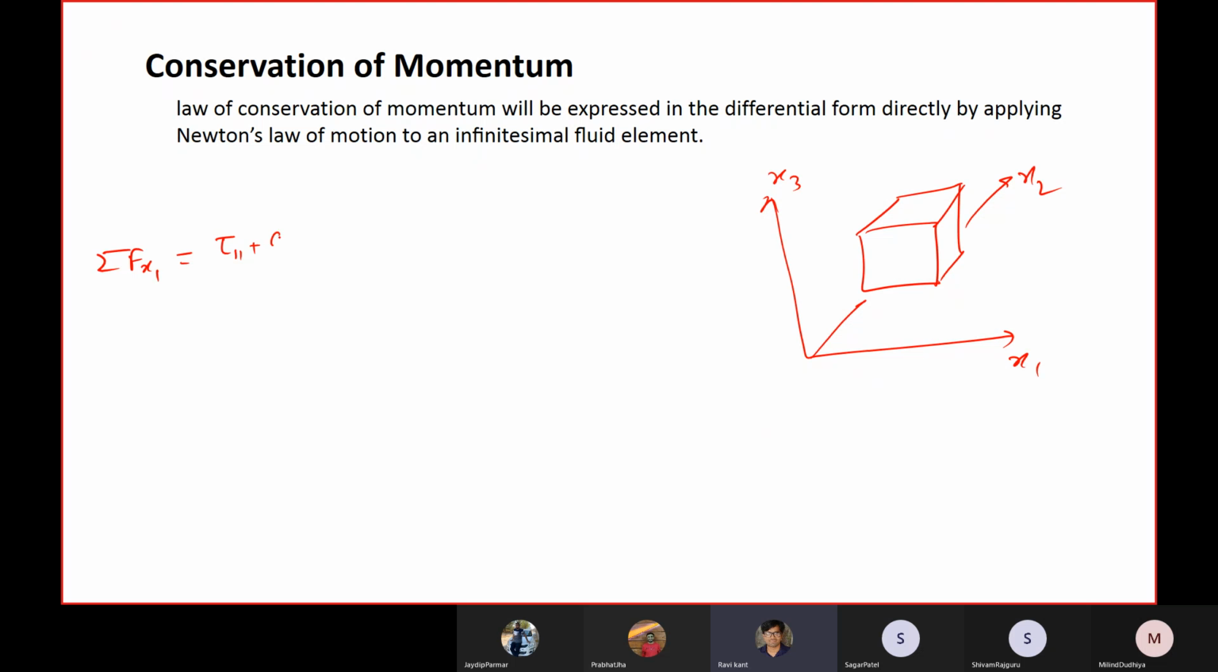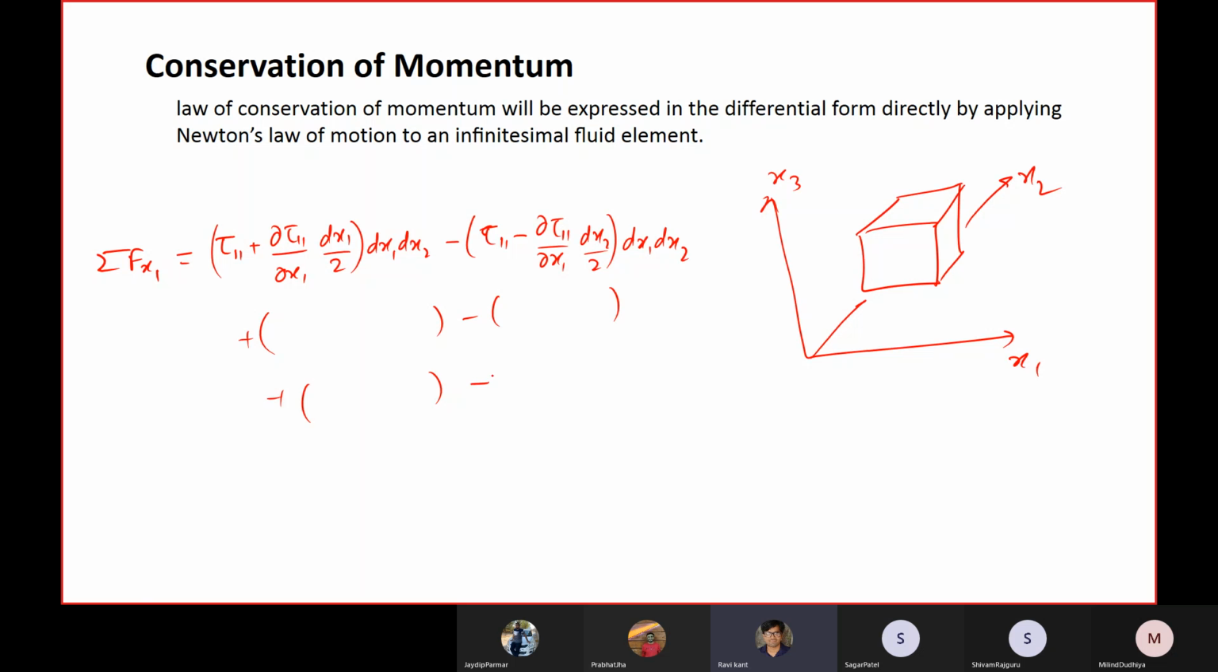Tau 11 plus ∂tau 11/∂x1 times dx1 by 2 times dx2 dx3, minus tau 11 minus ∂tau 11/∂x1 times dx1 by 2 times dx2 dx3. And two other terms will be there, a third term also. Okay, let me do the algebra for the first term.